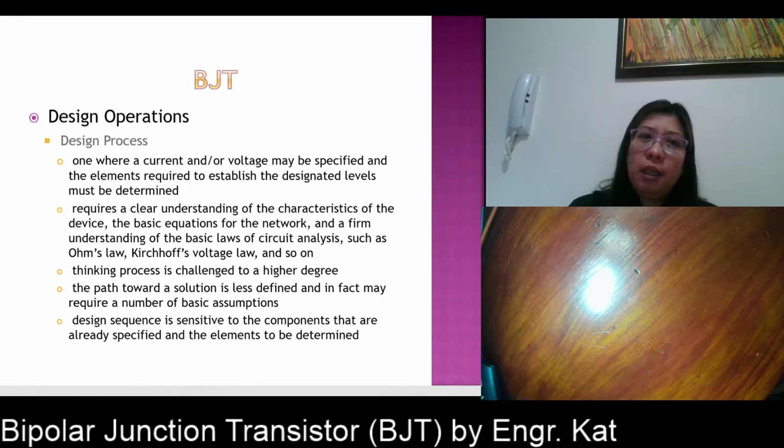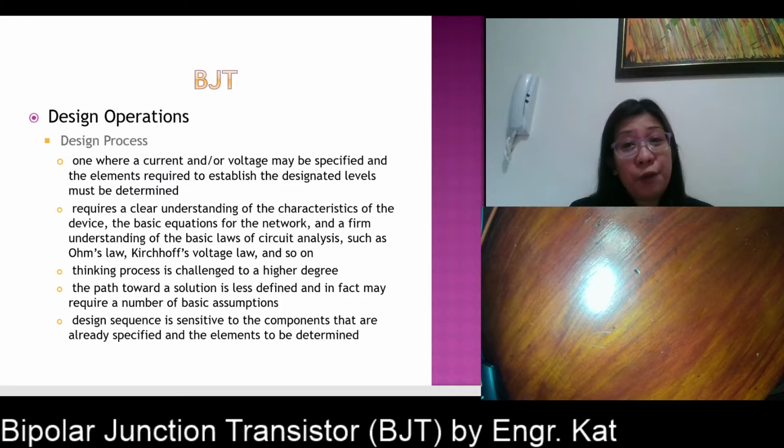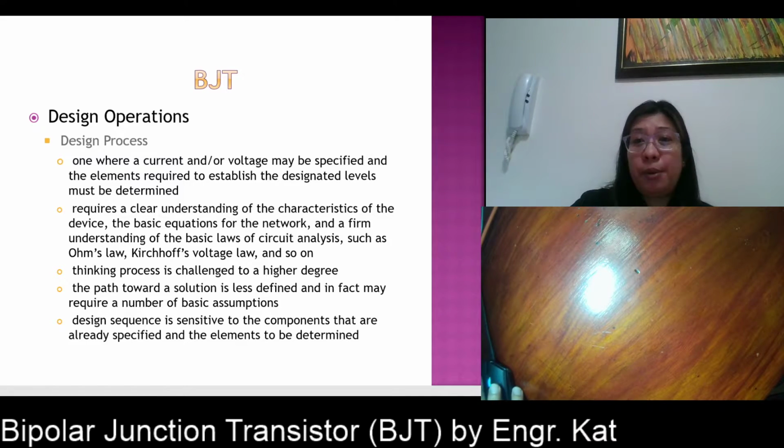Design operations usually require a higher degree of analysis, but basically they are just the same. Instead of solving for the currents and voltages, in here we are usually solving for the resistors instead. So that will be your design operations.